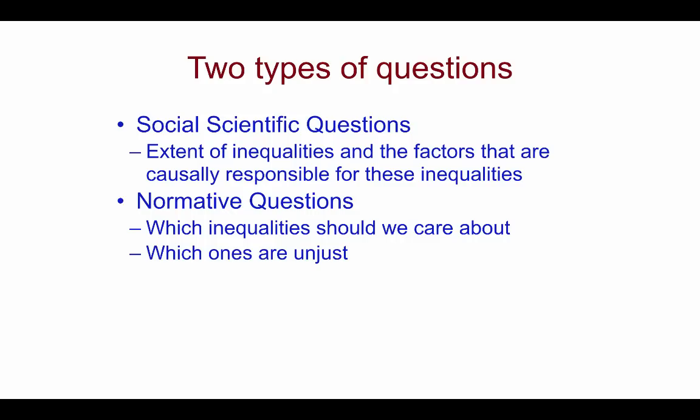When talking about inequities, there are two types of questions to ask. One involves social scientific questions, which address the extent of inequalities and the factors that are causally responsible for these inequalities. Alternatively, one could ask normative questions. For example, which inequalities should we care about and which ones are unjust?